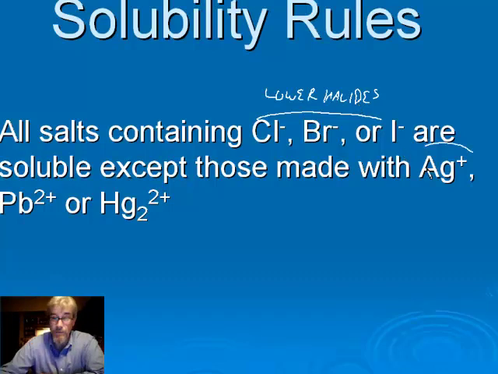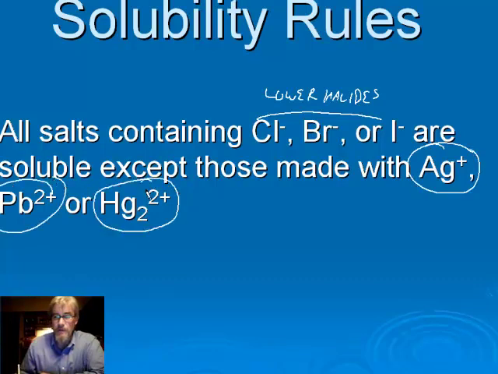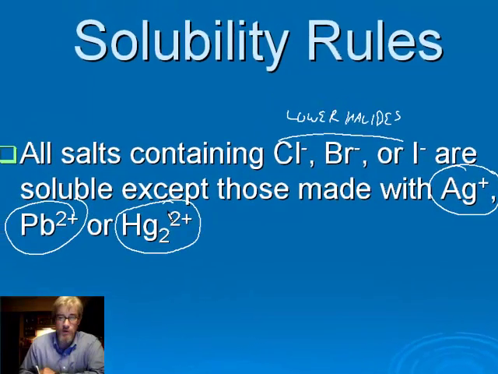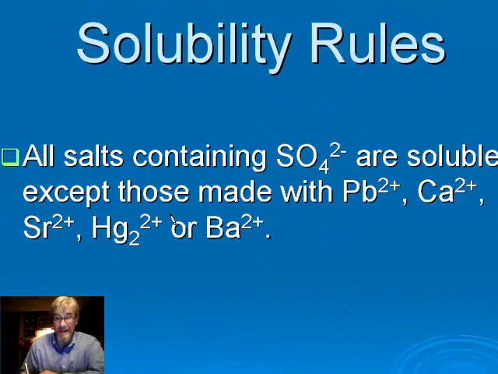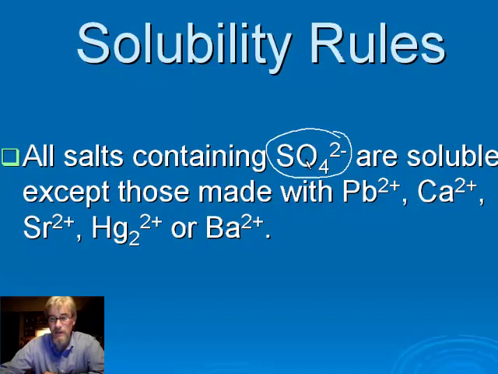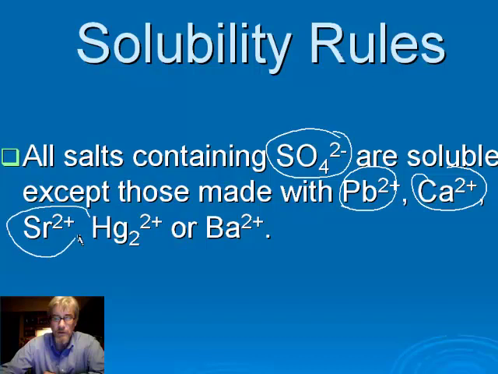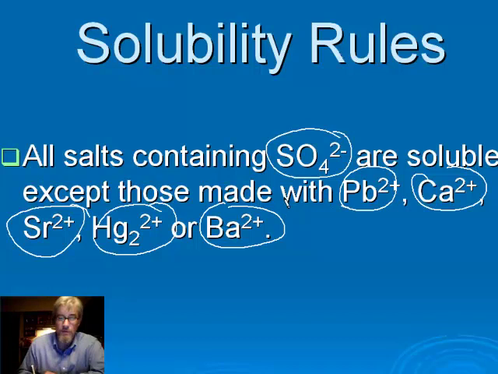Lower halogen ions are soluble, except the ones that are made with silver, lead-2, or this weird polyatomic ion called mercury-1, Hg22+. Those things would be insoluble, but all the other salts that contain those anions would be soluble. Another solubility rule: every salt containing sulfate, SO42-, will be soluble, but there are some exceptions. Lead-2, calcium, strontium, barium, so those are three things from column 2, and there's that mercury-1 ion again. If those are the cation, it's not soluble, but everything else is soluble if sulfate's the anion.